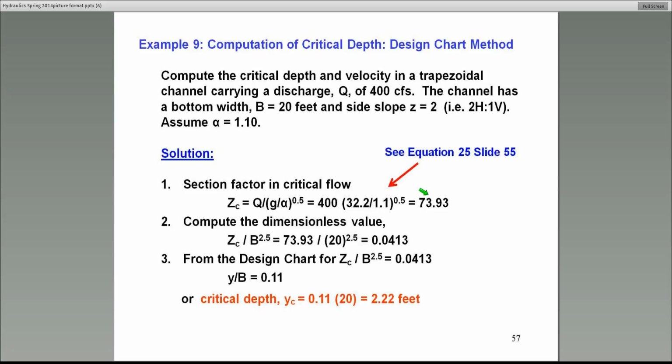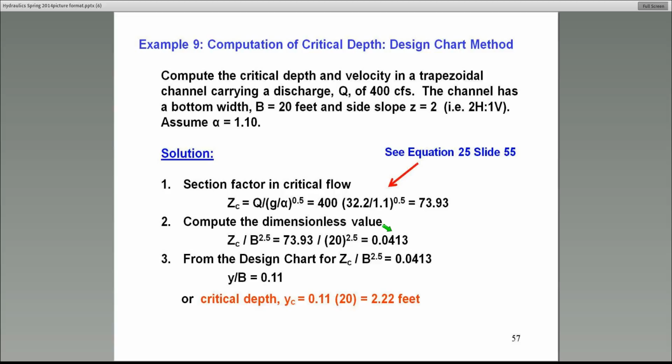Then we make that dimensionless by dividing by b to the power 2.5. That's the only reason I do step number 2. Divide by 20 to the power 2.5, where 20 is the bottom width. The given bottom width is 20 feet, by the way, right here. And that gives you 0.0413. Now, I'm going to go with this ratio to that chart.